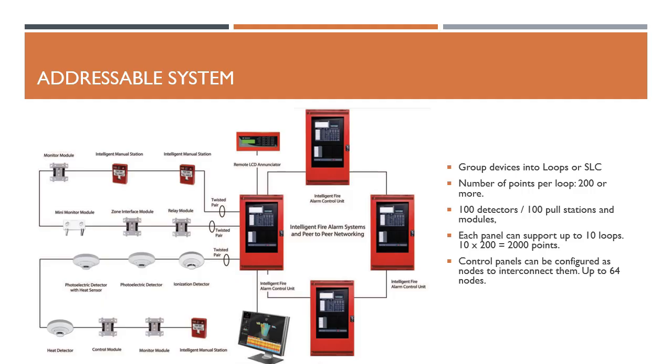This amount is divided equally in two: 100 points for the detectors and 100 points for the modules. Modules include pull stations, supervision modules, control modules, and output modules, known as relay modules. The addressable panel can support up to 10 loops or SLCs. This means that up to 2000 points can be grouped in a single panel.